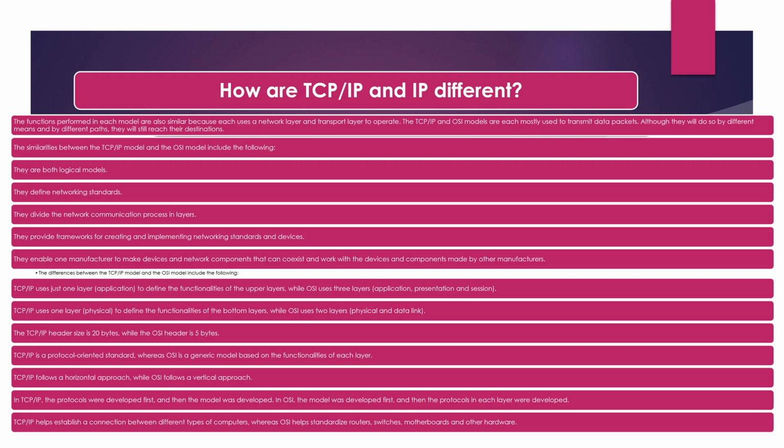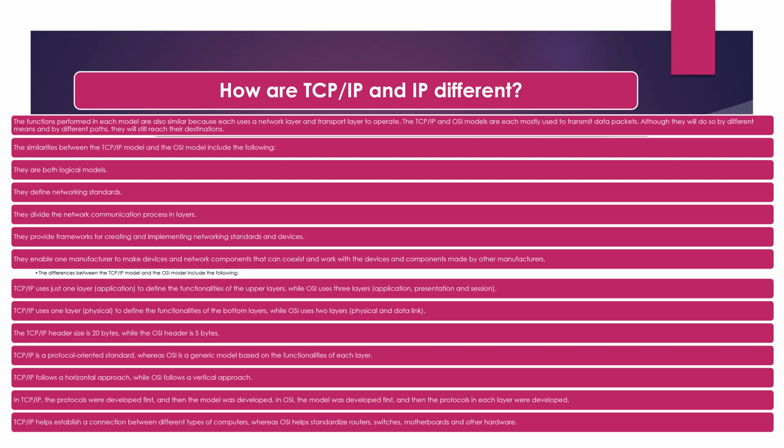The similarities between the TCP/IP model and OSI model include the following. They are both logical models, they define network standards, they divide the network communication process in layers, they provide a framework for creating and implementing networking standards and devices, they enable one manufacturer to make devices and network components that can coexist and work with the devices and components made by other manufacturers. And here are the differences between the TCP/IP model and OSI model.